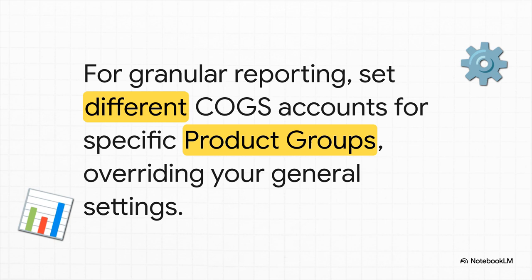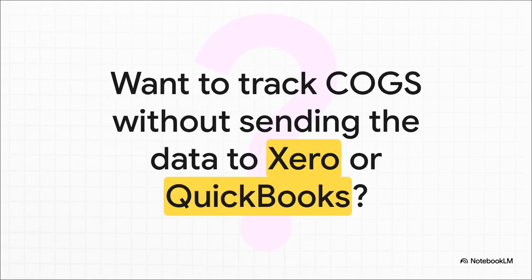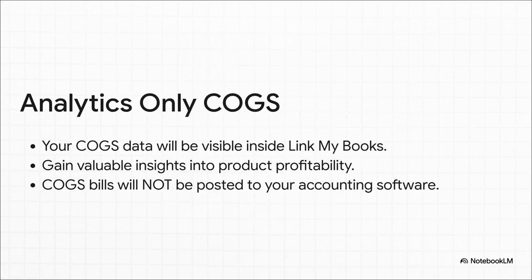It's so powerful. But what if you want all this amazing profit insight, but you're maybe not quite ready to have it posted to your official accounting records just yet? Maybe you just want to analyze it internally first. Yep, there's a setting for that. It's called Analytics Only COGS. When you turn this on, you can see all the juicy COGS data right there inside Link My Books. But, and this is the key part, it will not send those zero balance bills over to Xero or QuickBooks. It's the perfect way to get those insights without touching your official books.